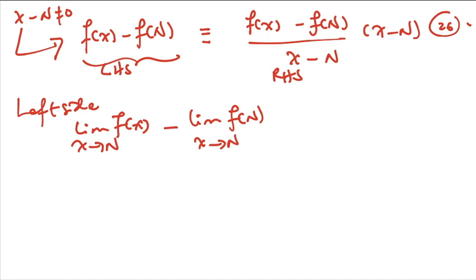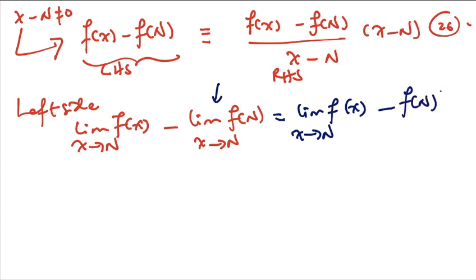Now, look at this. I use a different color now. The limit of fn as x approaches n is what? Because this is a constant, it is fn. Then this can be rewritten as the limit of fx as x approaches n, this one no change, and after that this becomes fn, because fn itself is a constant.